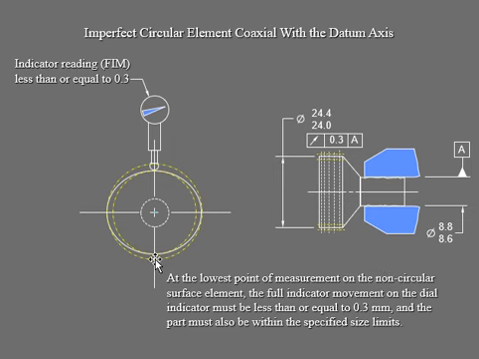So at the lowest point of your measurement on that non-circular surface element, because it isn't circular anyway, it's kind of like a D shape, a little bit spherical, the full indicator movement on that dial indicator has to be less than or equal to that 0.3. Meaning at one point it is 0.3, at the other point, see how this is going down like that, here it is going up. So the closer to the inside, the lower limit of the tolerance zone. So that's what we call the imperfect circular element, which is having a co-axis with the datum axis.